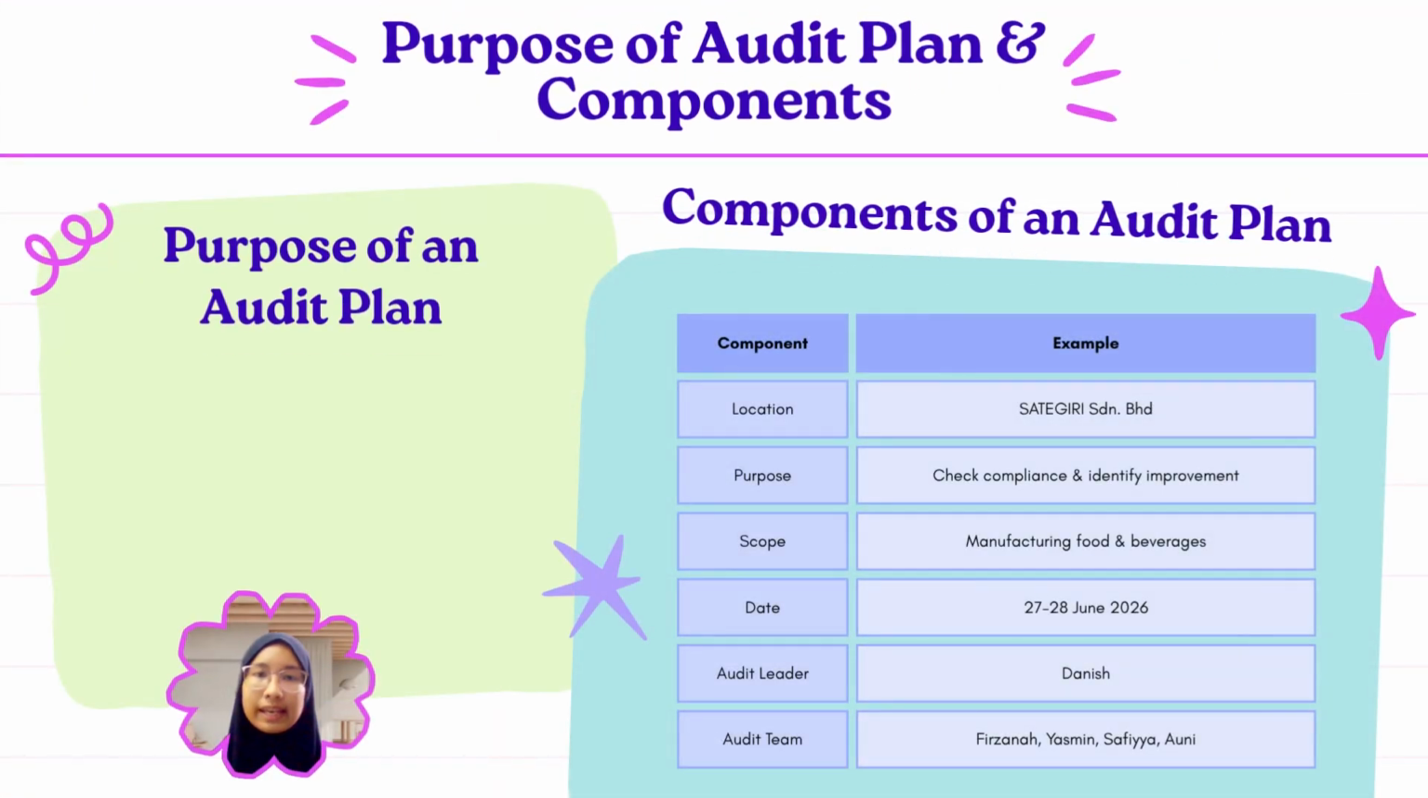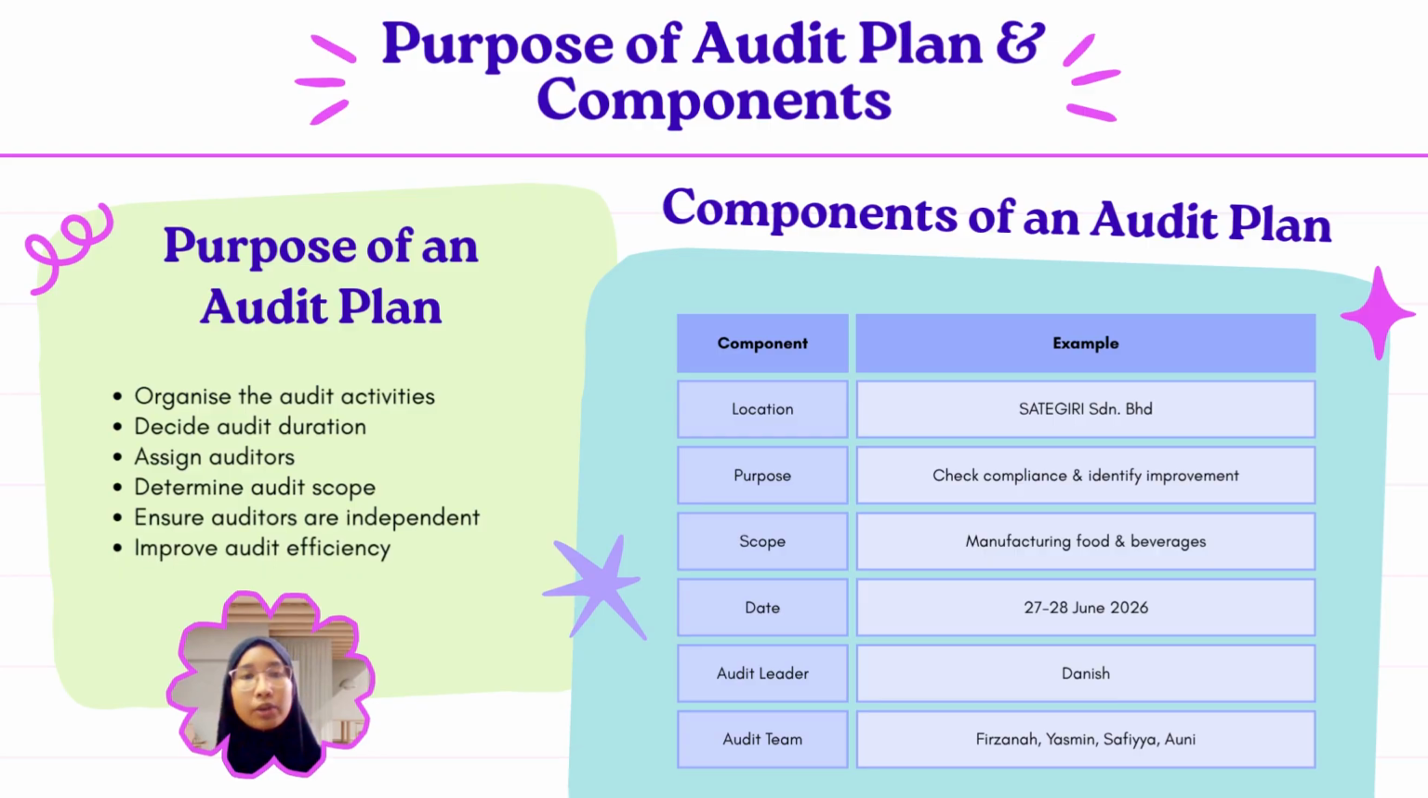Now I will explain the purpose and the main components of an audit plan. An audit plan is prepared before the audit starts. It helps the audit team organize every activity in a clear and systematic way. First, it decides how long the audit will take and which auditors are responsible for each task. It also defines the audit scope, which means the areas or processes that will be checked.